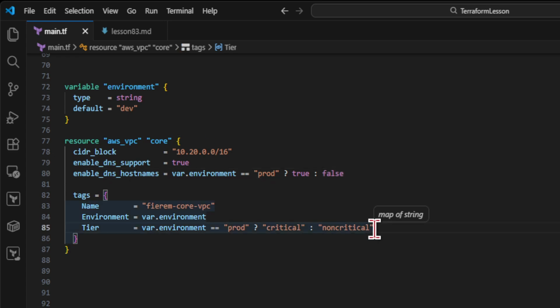Conditional expressions are most useful when the resource argument must change while the resource itself should still exist. That keeps graph structure stable. Only the argument value changes. A common pattern is selecting DNS settings, tags, CIDR descriptions, or parameter values based on environment. The mechanism is branch selection inside an argument. The outcome is less duplication and fewer chances to drift two nearly identical resources apart.